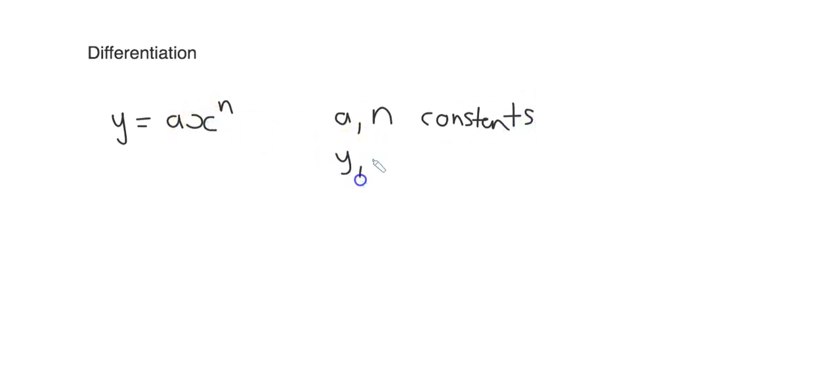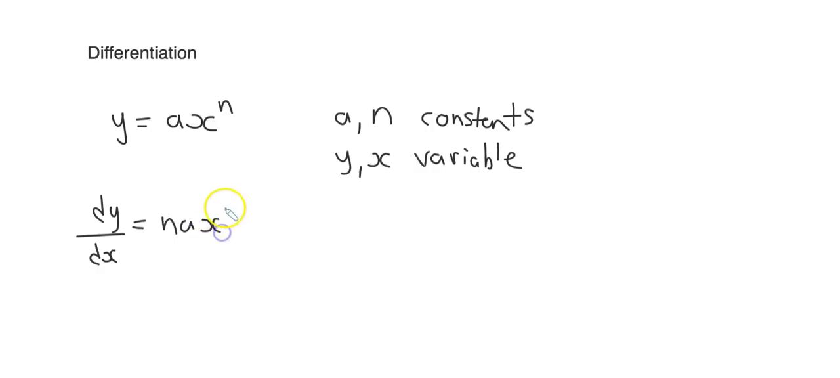So if I were to write this function out here, y is equal to ax to the n, and a bit of notation, a and n are both constants or numbers, and x here is our variable, or y and x are both variables. Then if I wanted to work out dy dx, it's simply going to be n ax to the n minus 1. Now all this notation is really saying is that first I'm going to take the power and I bring it down the front.